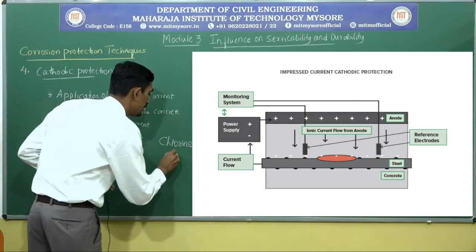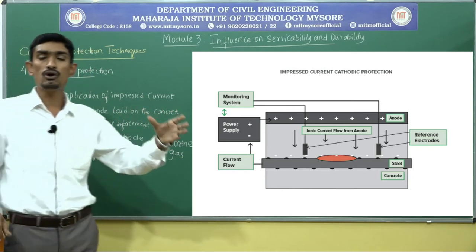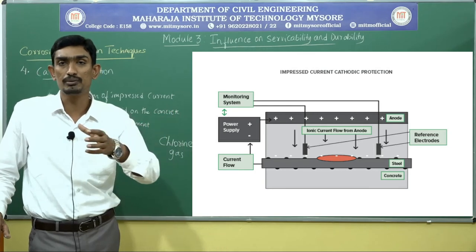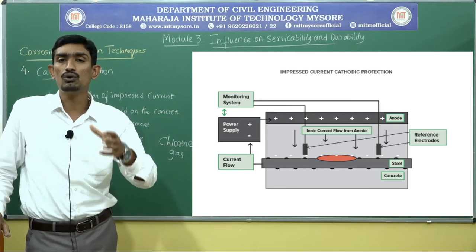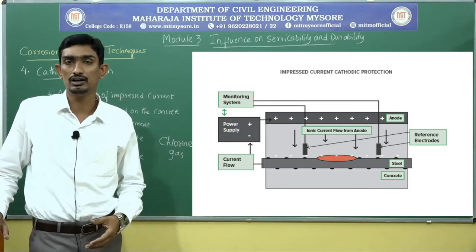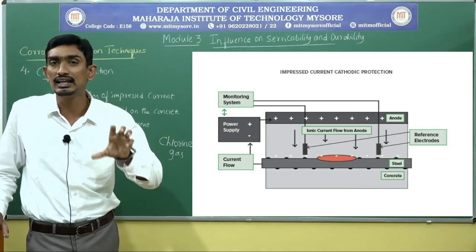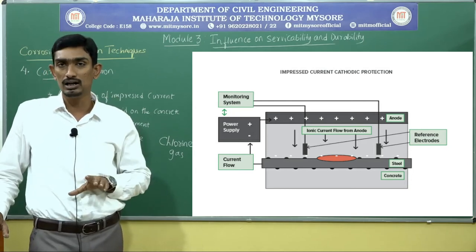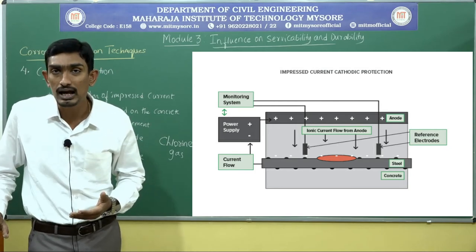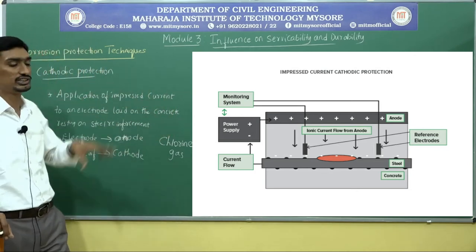Okay, what it does? It will create a chlorine gas. The chloride ions are drawn away from the vicinity of the steel reinforcement, which means I have not allowed the chloride ions to react with the steel reinforcement. Hence, the chloride ions which have entered inside the reinforced concrete member will react with the anode to form a chlorine gas.